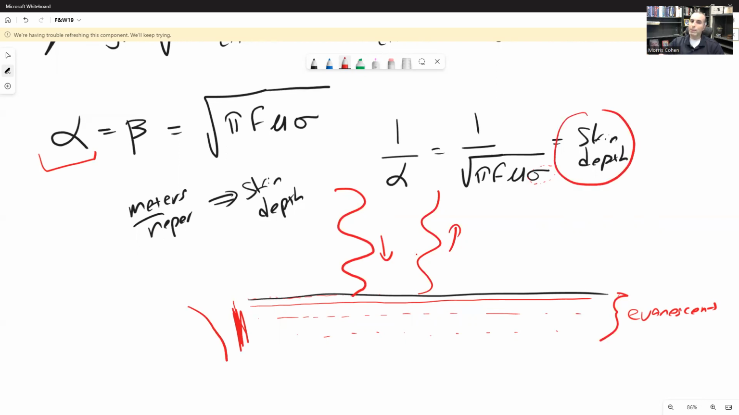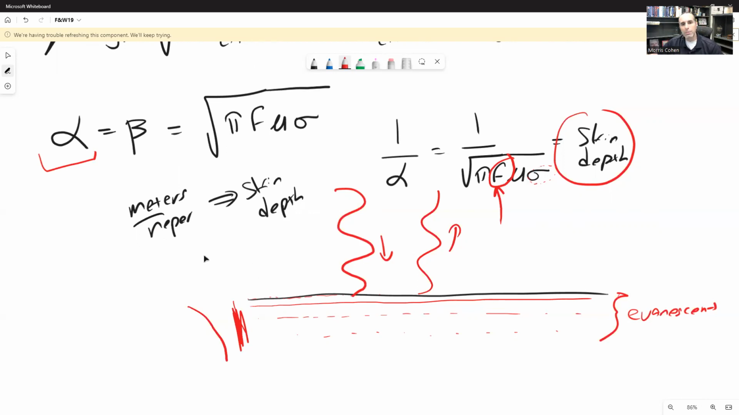If you go 1 skin depth into the material, again, you get a 1 over e reduction in your electric field. Now, what's neat about the skin depth is you can see that it is inversely proportional to the square root of the frequency. And that seems a little bit unusual because what that tells us is as we go down in frequency, we're getting deeper penetration into seawater, or sorry, forget seawater, into a good conductor.